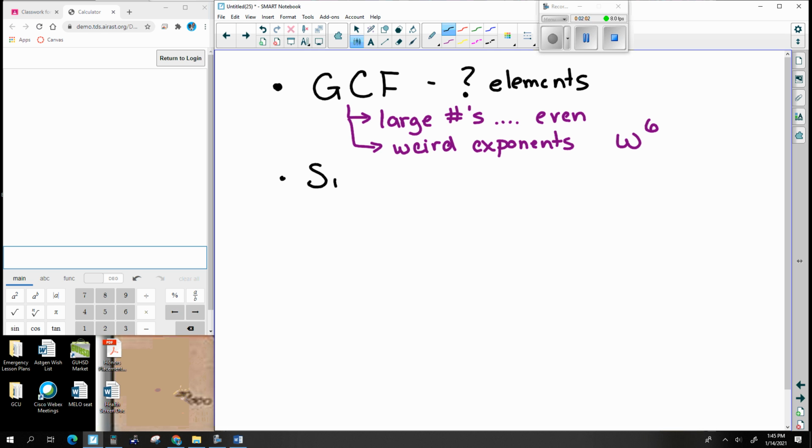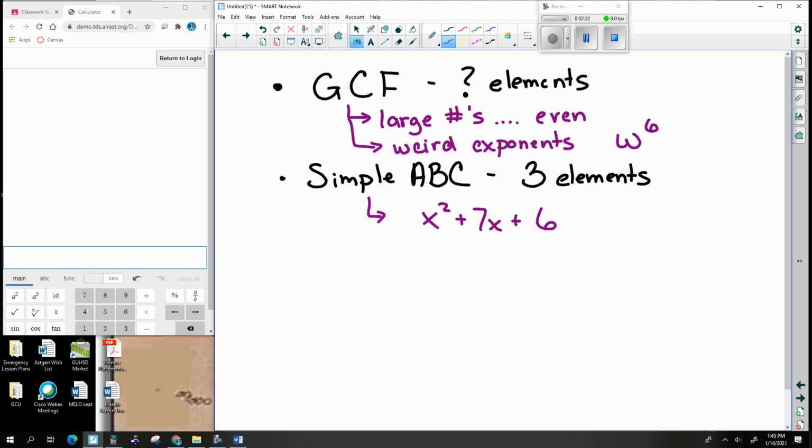Next, we have a simple ABC, and that is going to be 3 elements. It's going to look like an x squared, an x, and a normal number. And there will not be a leading coefficient. There will not be a number in front of that x squared. So simple ABC is an x squared, x, normal number, 3 elements, and no front number.